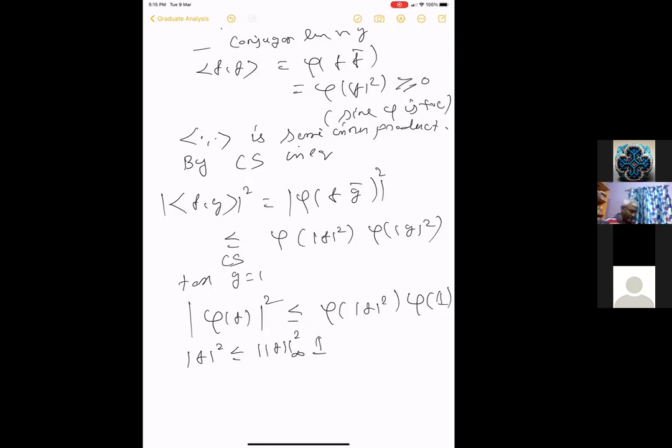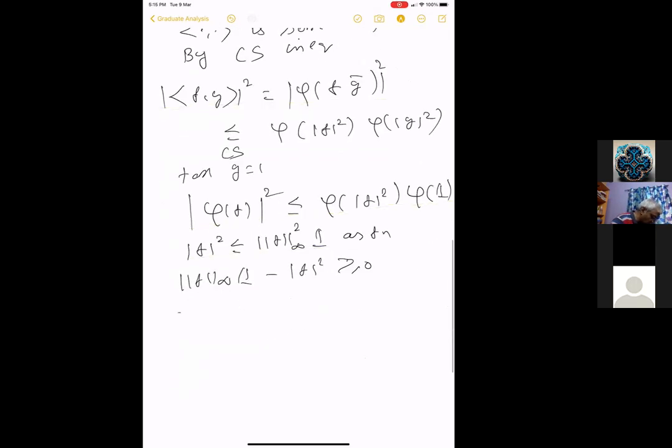It's always true as a function. That is, norm f infinity squared times 1 minus mod f square is greater than or equal to 0. This implies phi of norm f infinity squared times 1 minus mod f square is also greater than or equal to 0, since phi is positive. So this implies that phi of mod f square.